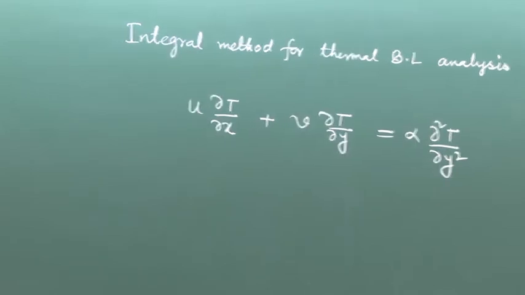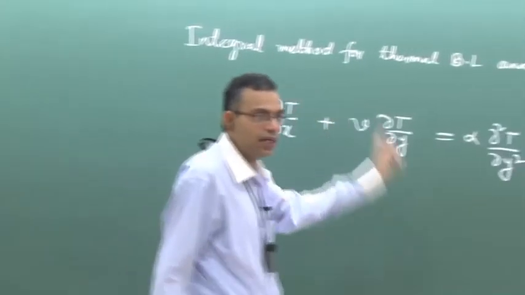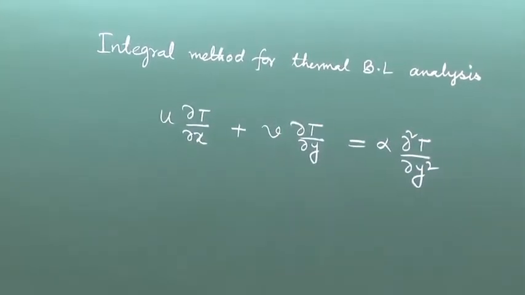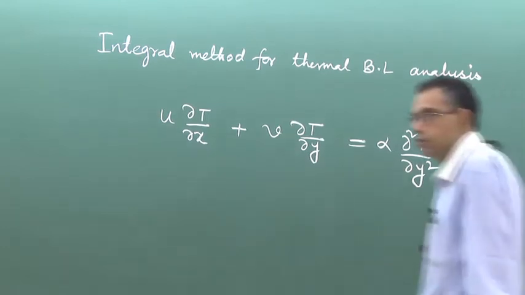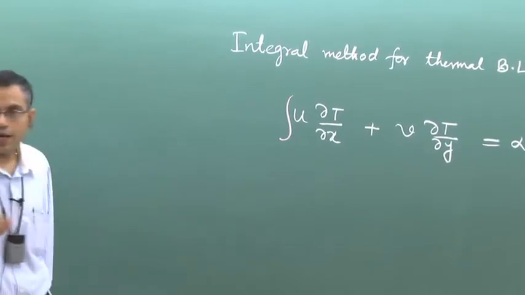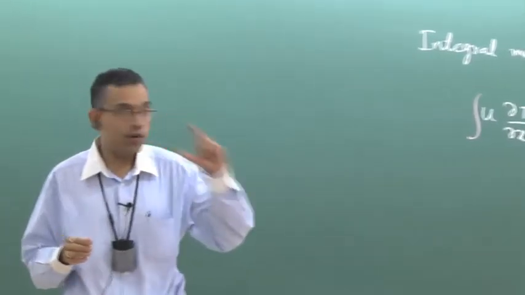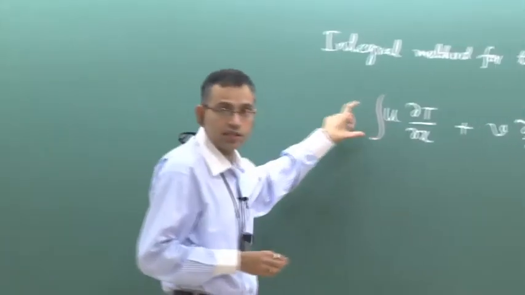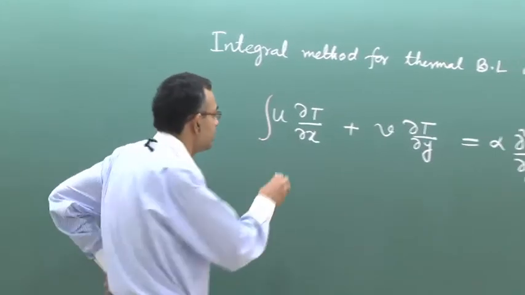As a first step, what should we do? We have already done the same thing for the hydrodynamic boundary layer equations. Now you tell me what we should do for the thermal boundary layer equation. Integral method, what we are doing, basically we are integrating it with respect to y across what? Across the thermal boundary layer for the energy equation.